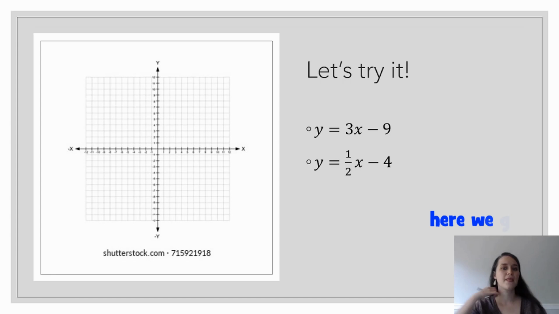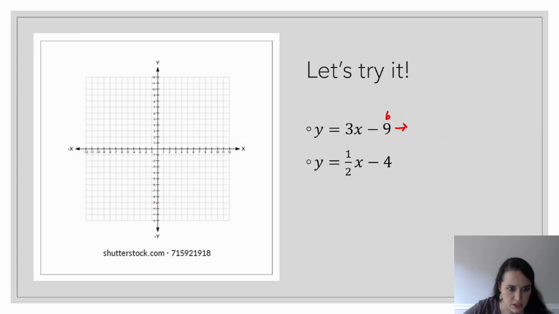So here we go. I'm going to graph my first one. Now my graph's a little fuzzy. This is the best one I could find. If you don't remember how to graph, remember we start with the y-intercept. So we start with b. That's our y-intercept, -9.